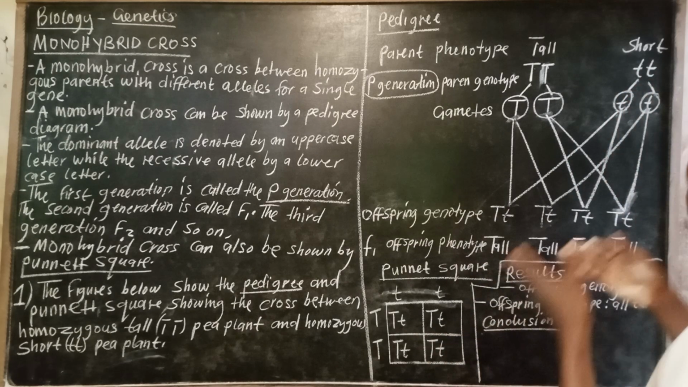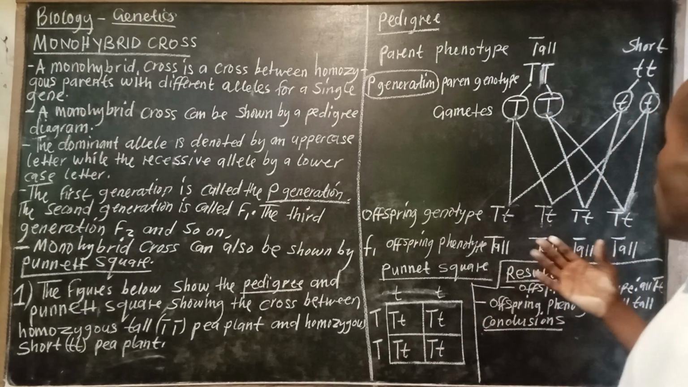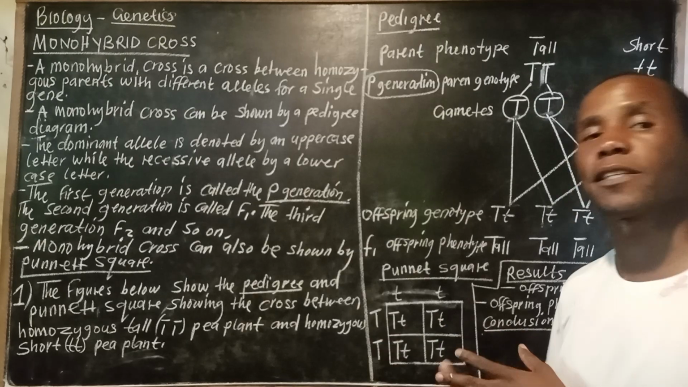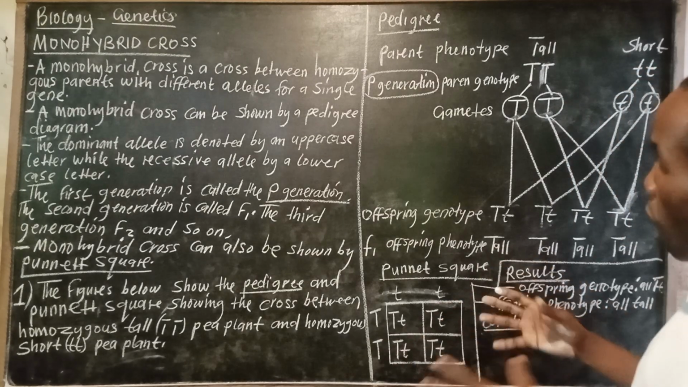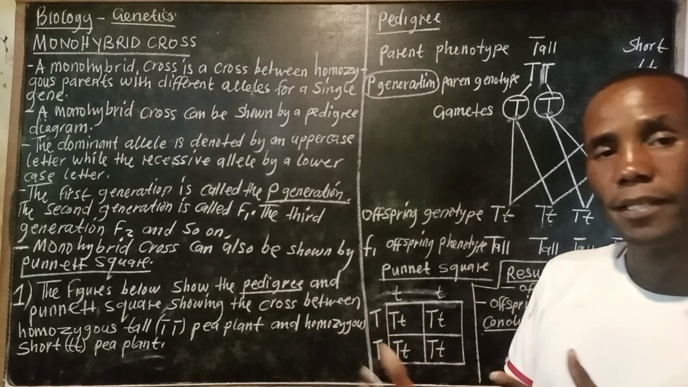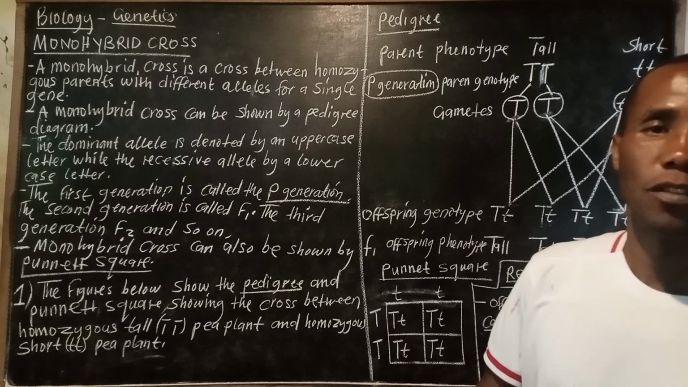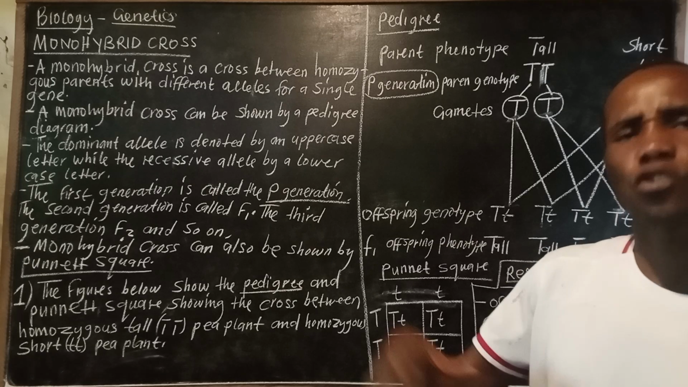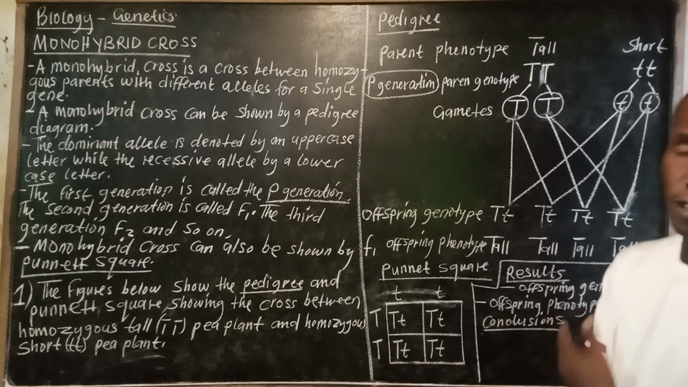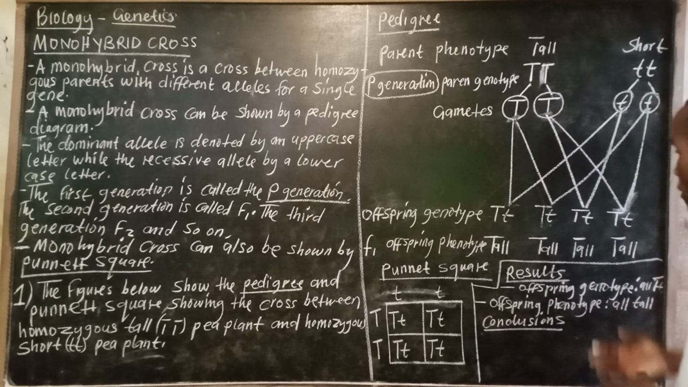Okay, so this is what usually happens even to a human being when a parent from the male side who is homozygous tall marries a woman who is homozygous short. So what will happen is all the children will be tall, with the recessive gene of shortness hidden. Okay, so this is the result.